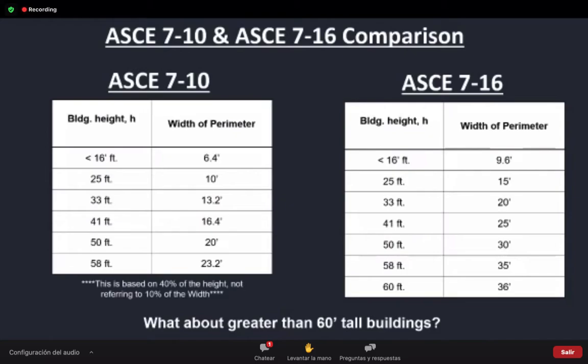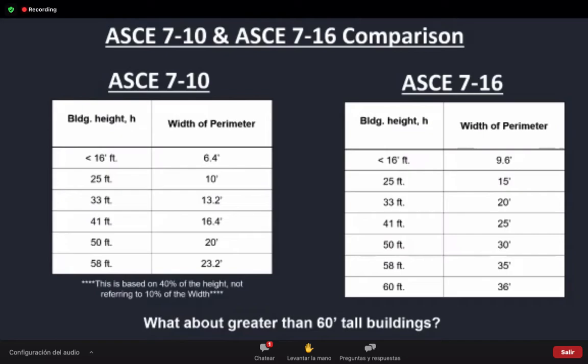So, but Mr. McCabe, can you do me a favor? What about buildings that are greater than 60 feet high? Can you explain that to us, please? Yeah, so if it's greater than 60 feet, then we're actually going to revert back to the ASCE 7-10 calculation. So either 10% of the building width or 40% of the height. But be aware, though, your uplift pressures that you're going to have to meet are going to be much, much higher in that situation.